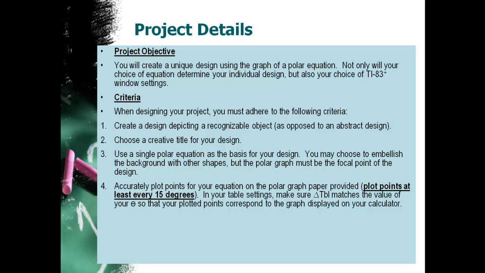I need you to plot points at least every 15 degrees. If you want to use smaller increments than 15 degrees, that's fine, but at minimum it has to be every 15 degrees. I should be able to see those points on your graph. You don't have to label them, but definitely plot them so I can see them.